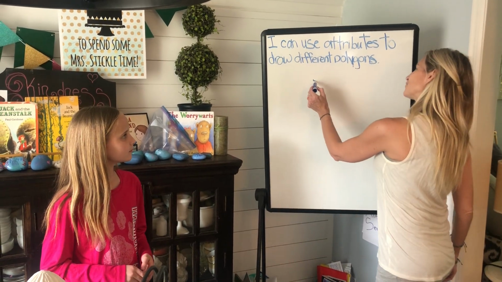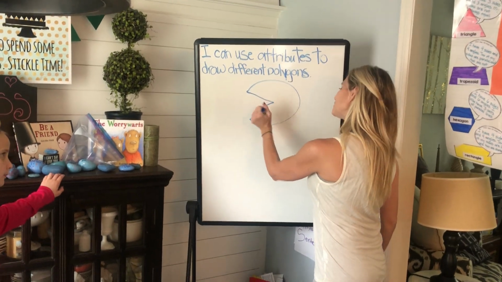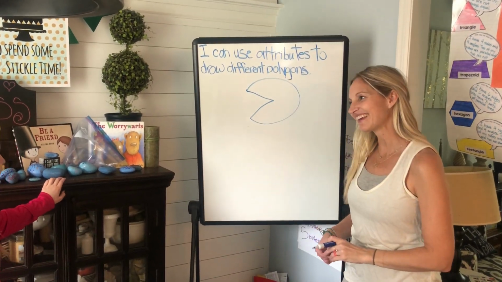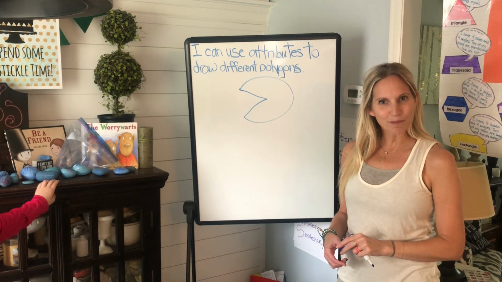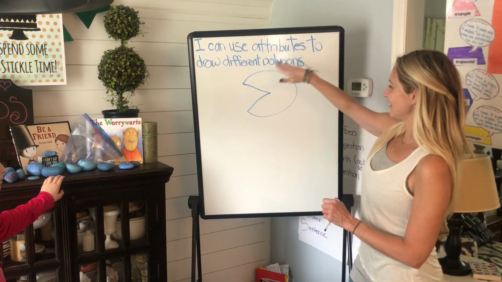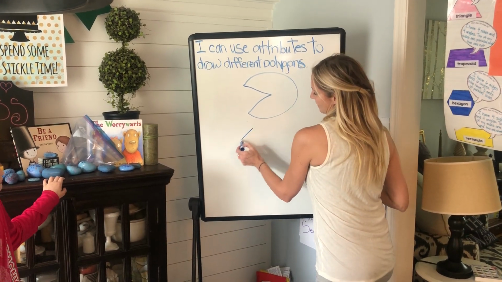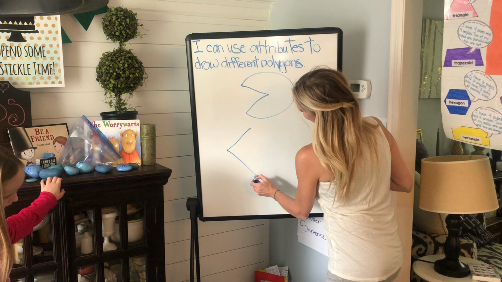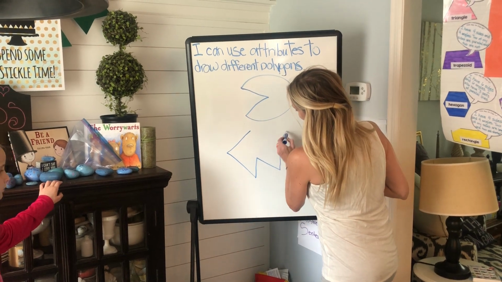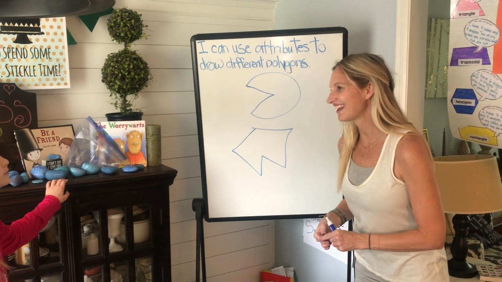If I drew, let's say something like this, would you call this a polygon? No, it's not a polygon because it has this curved line. Yeah, that curved line. What if I drew something like that? Could we call that a polygon?